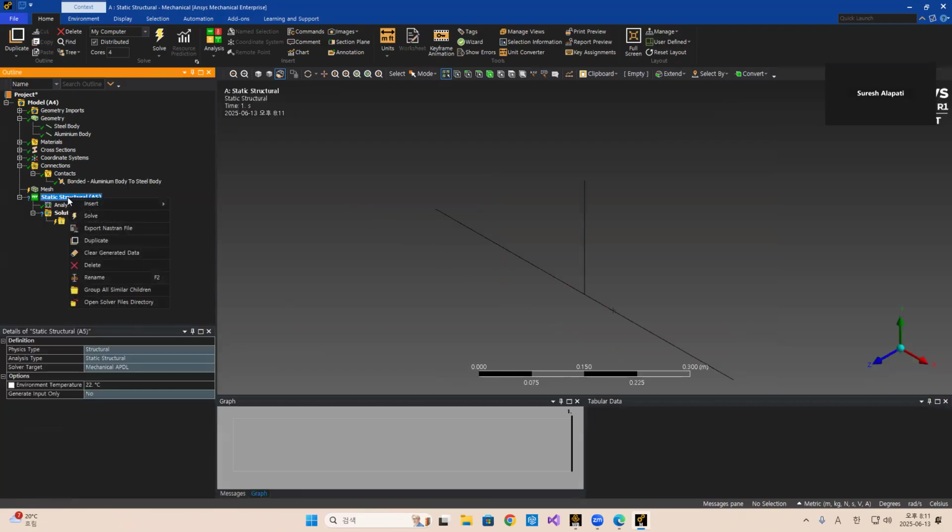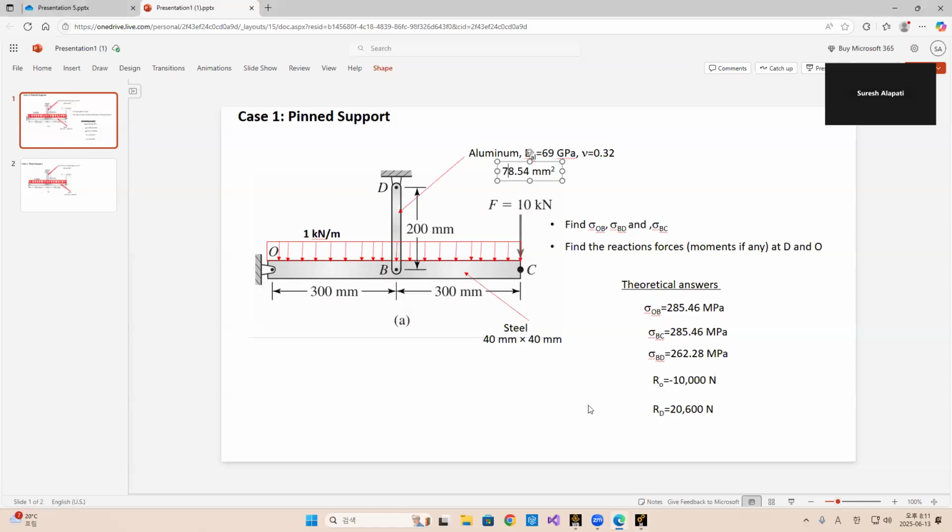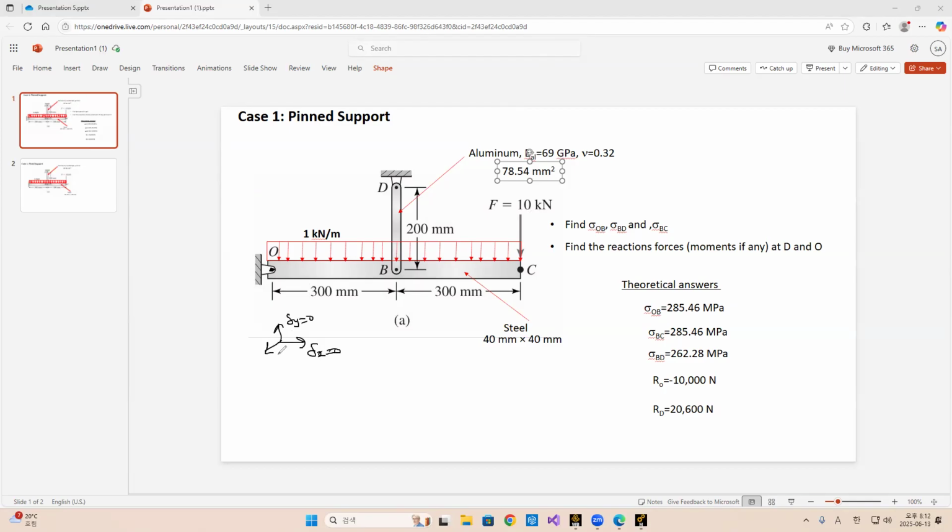Now what I have to do here is apply a load here of 10 kilonewtons, and apply a pinned support here. Pinned support means the displacement along the x direction is 0, so delta x is 0, the displacement along the y direction is 0, and the displacement along the z direction is 0. That is displacement completely 0.